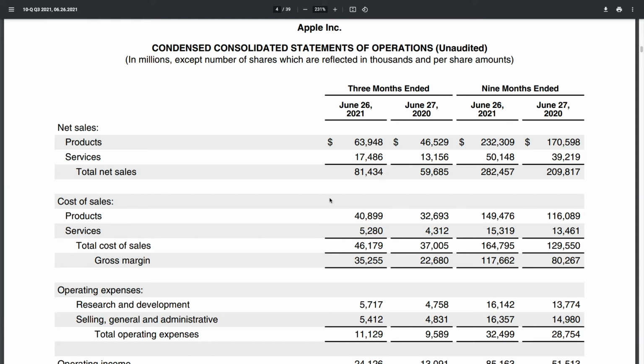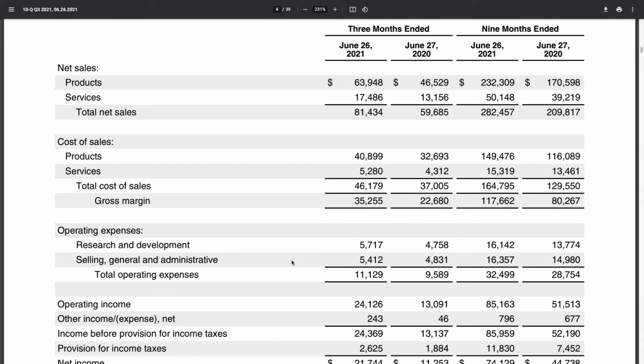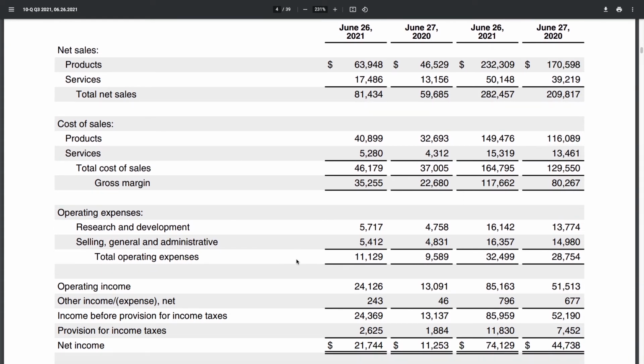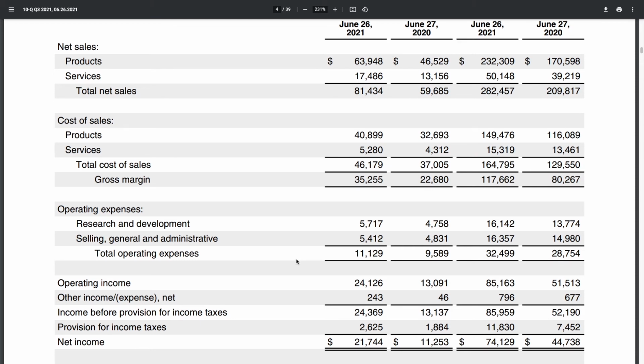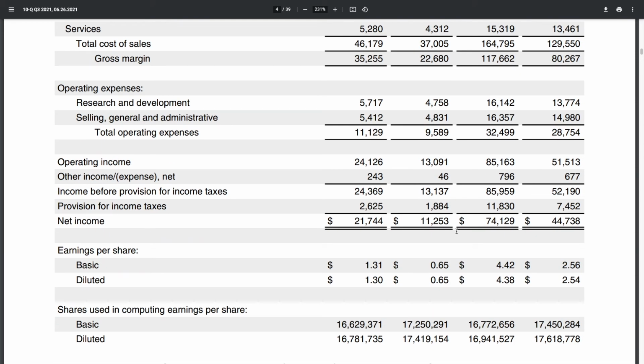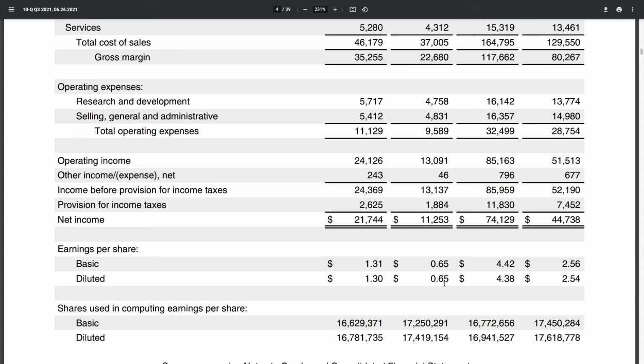So they split that into products and services. And what we're looking for is obviously an increase in gross margin and also the net as well. We want to see those margin percentages increase. So we can see that the net income has increased there. So the profits are increasing. We're looking for the increase in earnings per share, which we can see there.